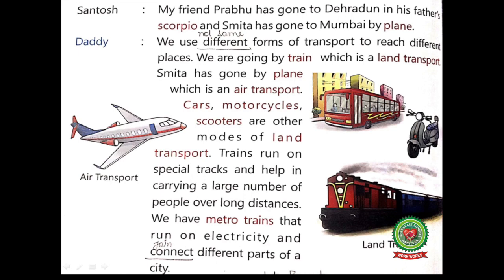Daddy: We use different forms of transport to reach different places. Underline different, write down the meaning, not same. We are going by train, which is a land transport. And Samita has gone by plane, which is an air transport. Air transport. What is the meaning of air transport? Transport that moves in air. Example, helicopter, aeroplane, etc.